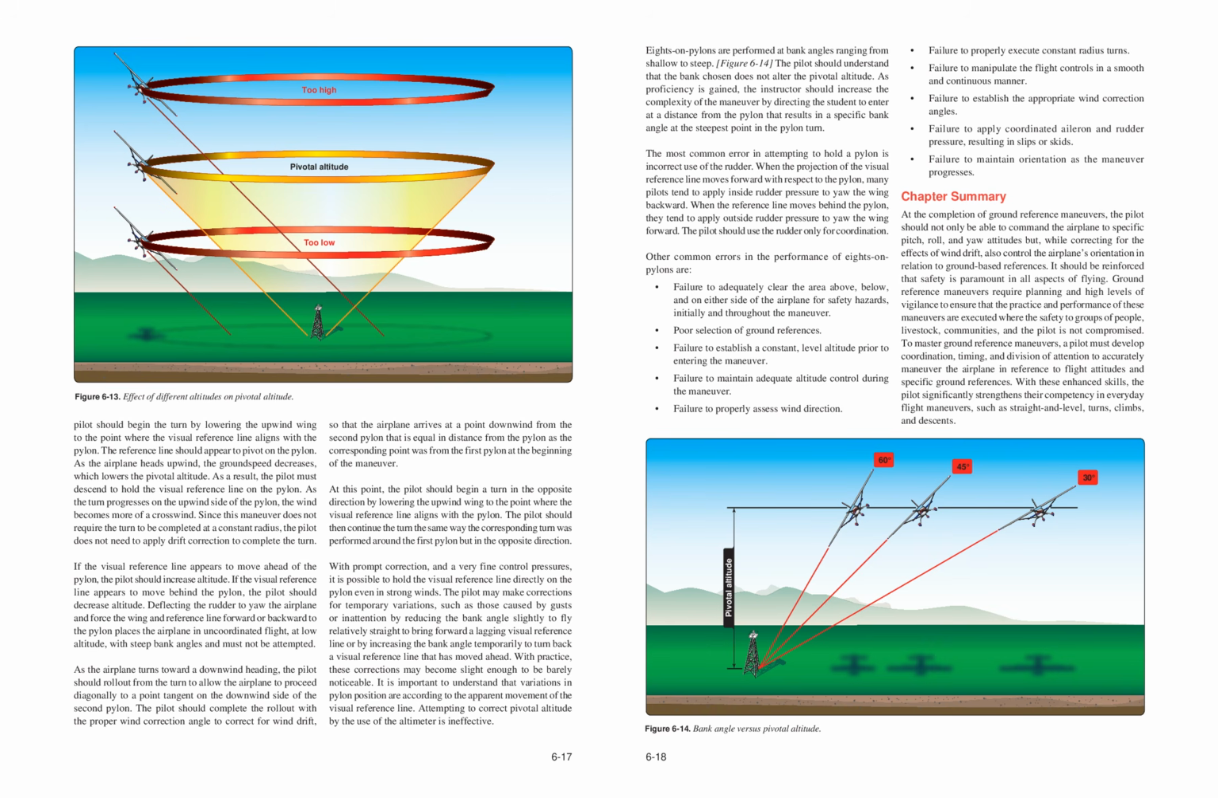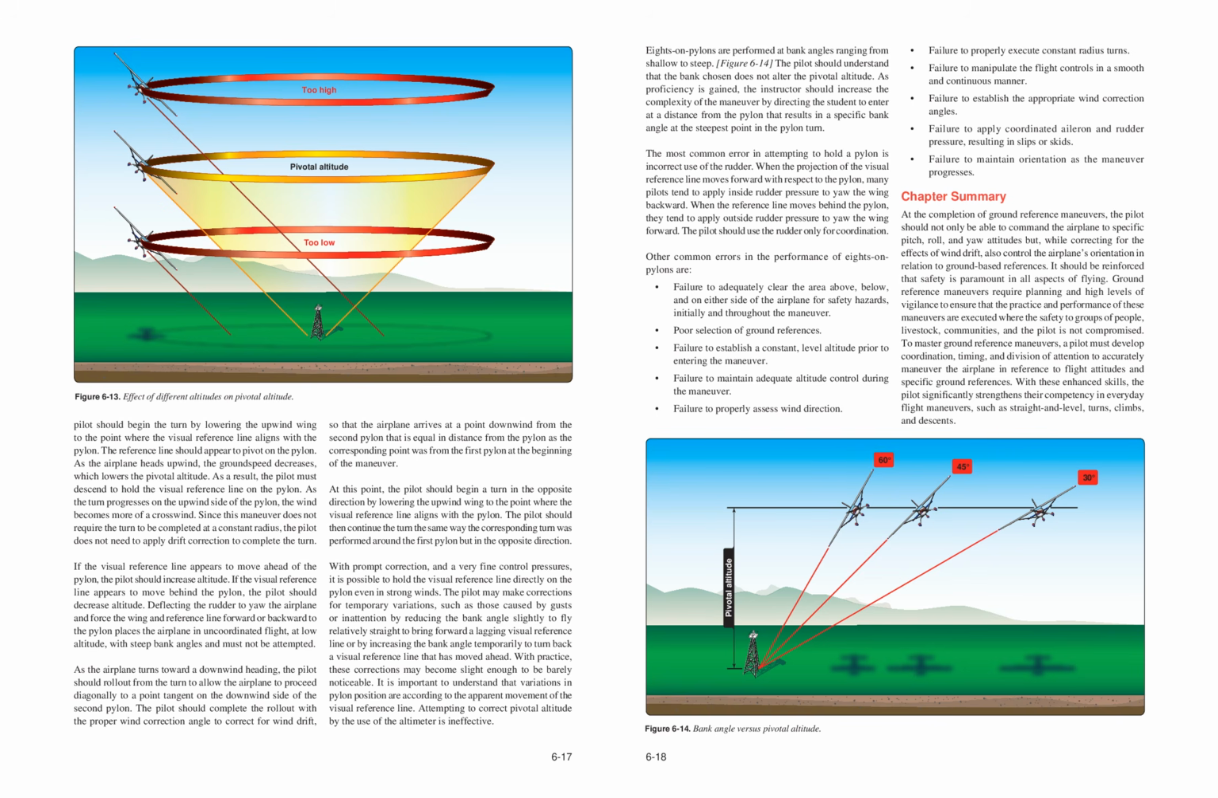If the visual reference line appears to move ahead of the pylon, the pilot should increase altitude. If the visual reference line appears to move behind the pylon, the pilot should decrease altitude. Deflecting the rudder to yaw the airplane and force the wing and reference line forward or backward to the pylon places the airplane in uncoordinated flight, at low altitude, with steep bank angles and must not be attempted.